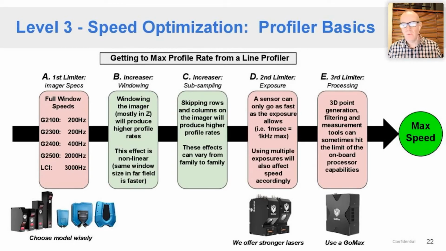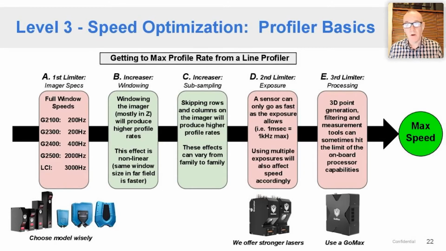So even if you've windowed down and you've got something running at 5 kilohertz, if you have a 1 millisecond exposure, your maximum rate is going to be 1 kilohertz. And that's because it has to expose for that long. And even though your imager can handle it, the sensor won't go any faster than that exposure.